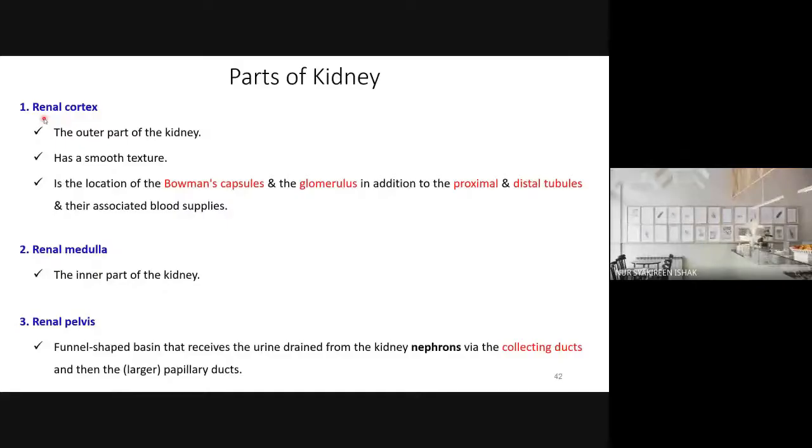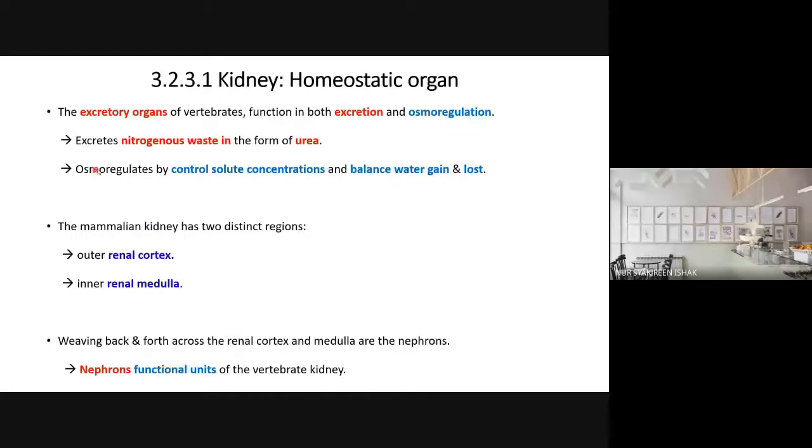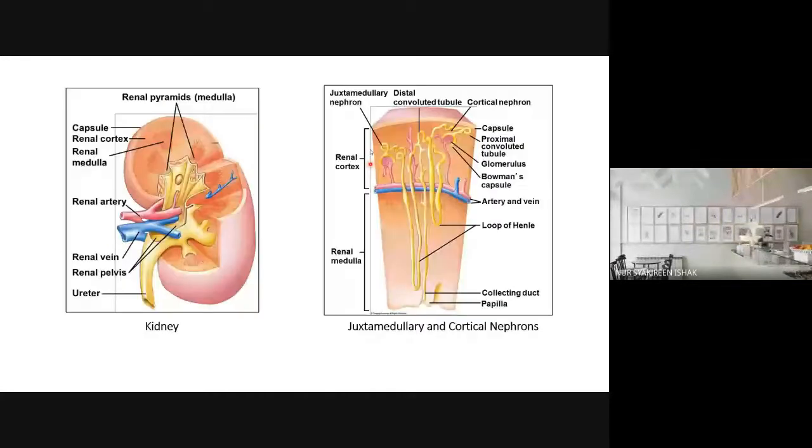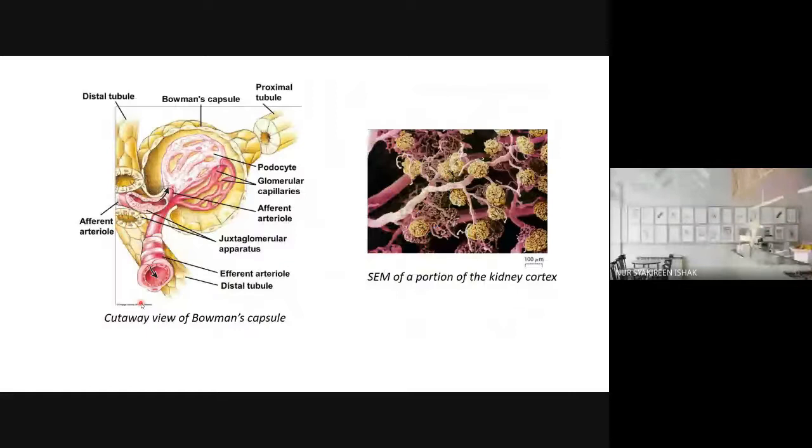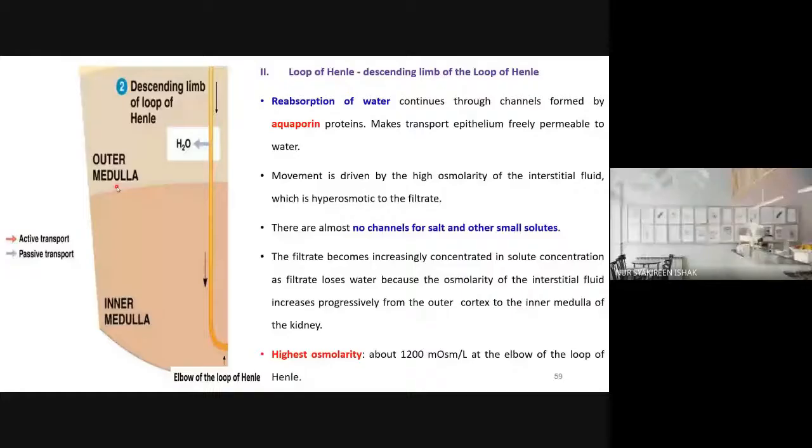So the first region is the renal cortex, the outer part. The inner part is the renal medulla. The renal medulla is divided into two regions, the outer medulla and the inner medulla. If you look at this diagram here, I hope that you have watched the videos explaining the process. So from the top is the renal cortex, outer medulla, inner medulla. These are the regions.